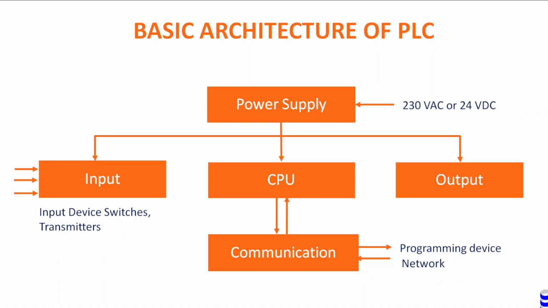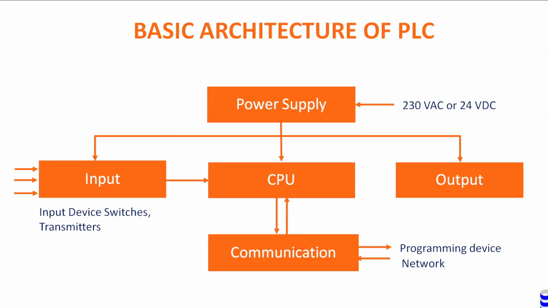On the input module or input cards, input devices like switches and transmitters are connected. The analog inputs like 4 to 20 milliampere inputs or 0 to 10 volt inputs, or some special types of analog inputs like RTD input and thermocouple input, are connected to the input cards. In analog inputs, the PLC cards will convert these 4 to 20 milliampere, 0 to 10 volt, RTD or thermocouple inputs into binary. Then that value will be given to the CPU.